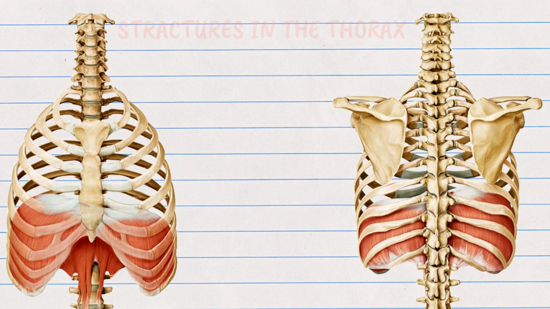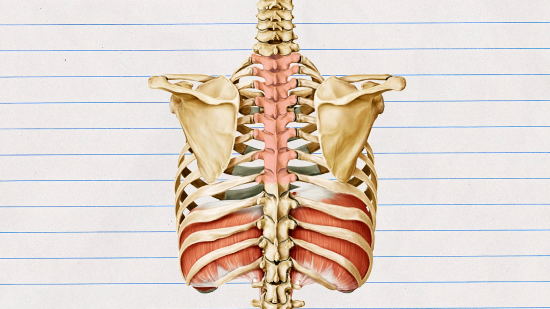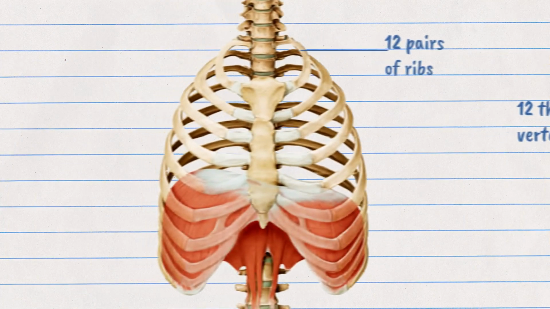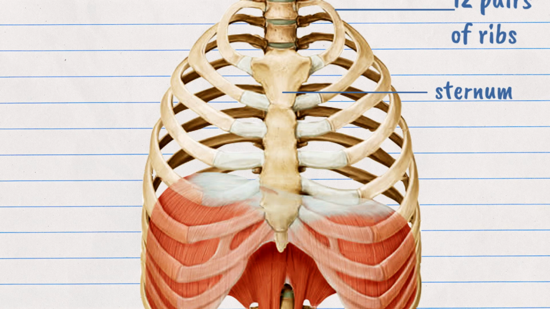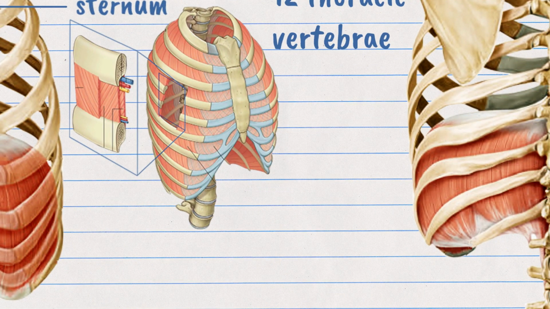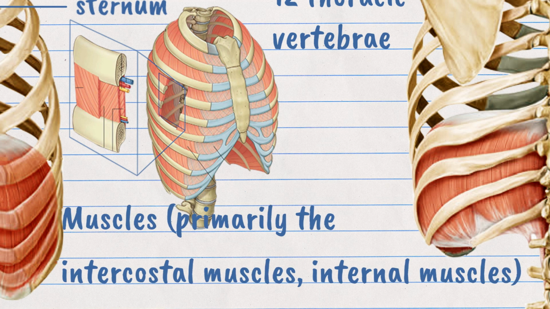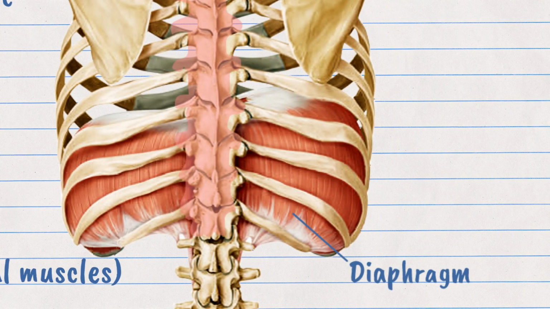Structures in the thorax. The wall surrounding the thoracic cavity is composed of bones, including the 12 thoracic vertebrae, 12 pairs of ribs, and the sternum. Connective tissue, such as the internal fasciae of the thorax and muscle fasciae, and muscles, primarily the intercostal muscles, internal muscles, and the diaphragm.